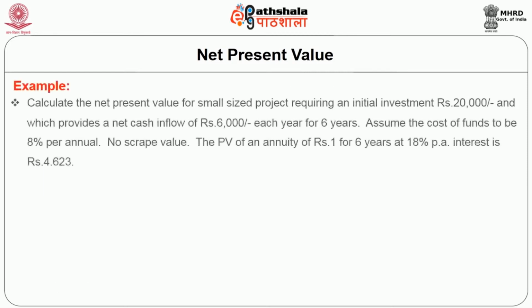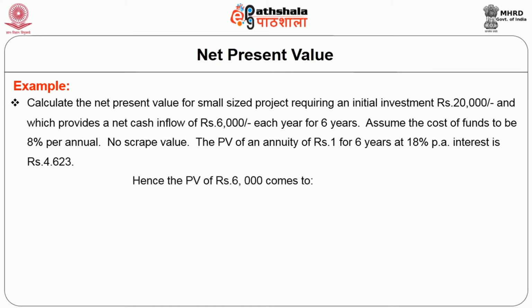For example, calculate the net present value for a small project requiring an initial investment of rupees 20,000 and which provides a net cash flow of rupees 6,000 each year for 6 years. Assume the cost of funds to be 10% per annum, with no scrap value. The PV of an annuity of rupees 1 for 6 years at 10% per annum interest is rupees 4.623.